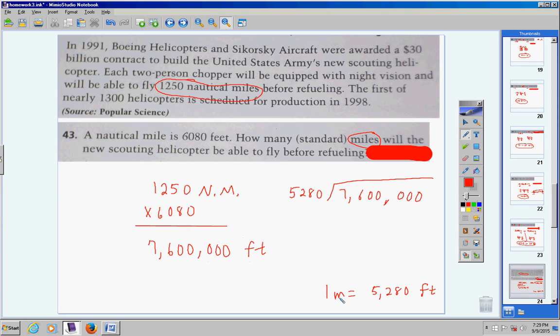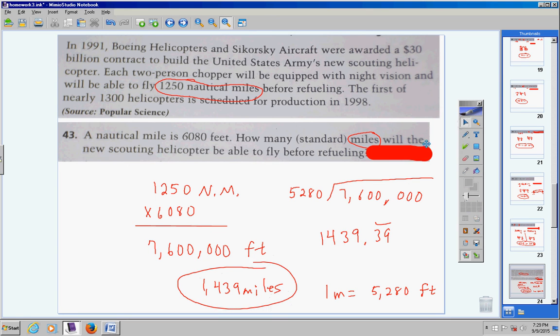So with my calculator, 7,600,000 divided by 5,280 gives me this answer right here, 1439.39, repeating. So I'm just going to say about 1,439 miles is how far this chopper can fly before it has to get refueled. Okay? Alright, moving on to number 44.